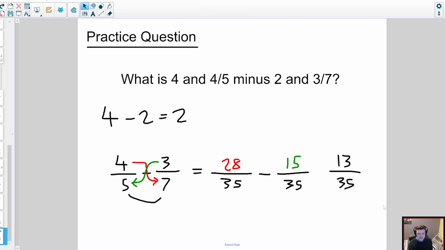We can't do anything with this because it doesn't simplify anymore. So our answer is 2 and 13 out of 35. Make sure you don't forget the 2 part. Very good job if you managed to get 2 and 13 out of 35. This does throw a lot of people off.